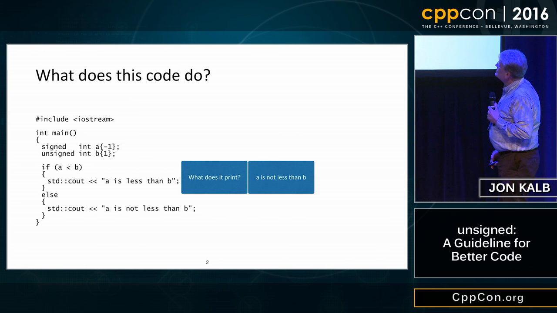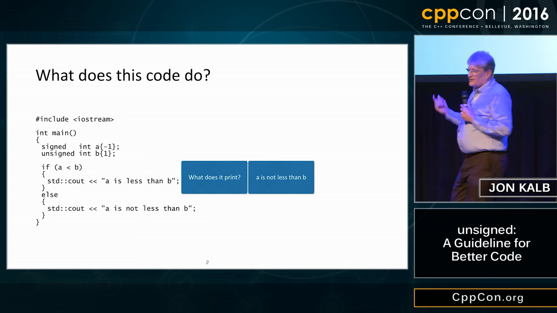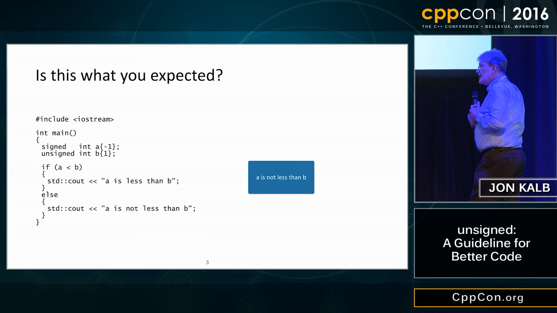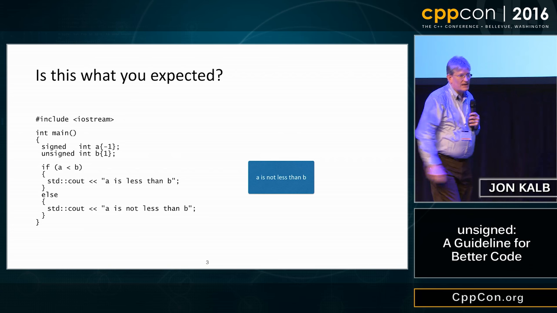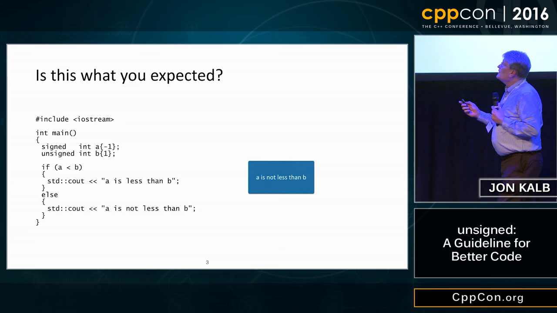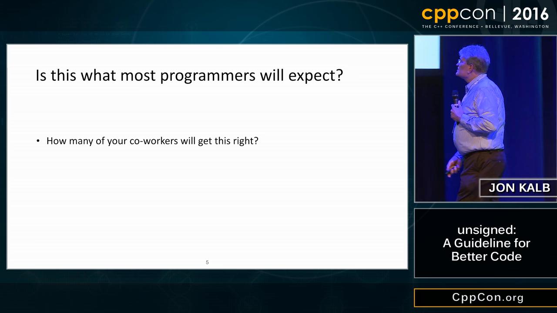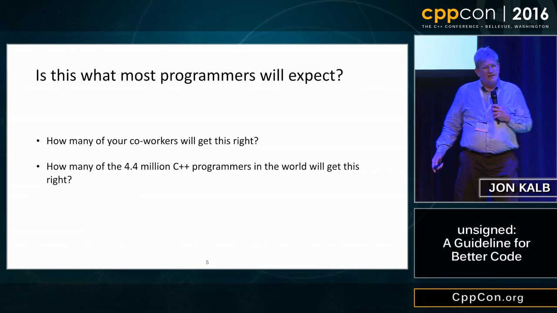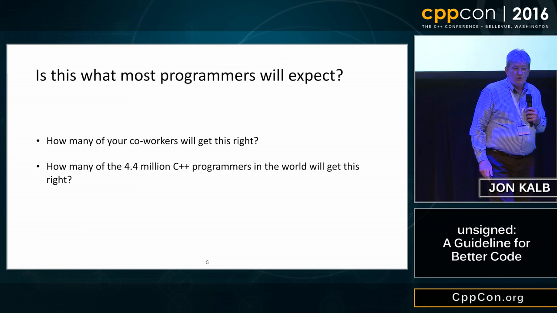Now, we all know that C++ programmers are an amazingly good-looking group, but more than that, they're in the top half of the intelligence pool, and you are all at CppCon, so you're even higher up. So you probably did expect this. But that's not the question we have to go after. The question is, what will other programmers expect? What will your coworkers expect? Or any random sample of the 4.4 million C++ programmers on the planet, what are they going to expect? And the problem is that most of them are going to be surprised by the unsigned integer promotion rules.